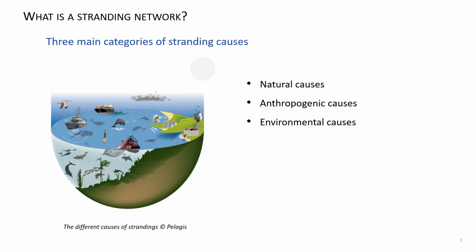The causes of stranding are multiple, but three main categories can be distinguished. First, natural causes, including malnutrition, disease, trauma, predation, maternal separation, poor navigation due to weather or other conditions, and exposure to biotoxins. Anthropogenic causes include bycatch and entanglements, which are the primary cause of stranding in many regions of the world. Vessel strikes, exposure to noise, oil spill, or ingestion of plastics. And finally, environmental causes: climate change, storms, algal toxins, and earthquakes.